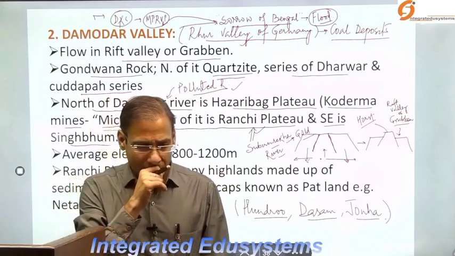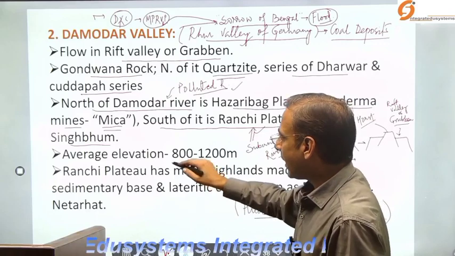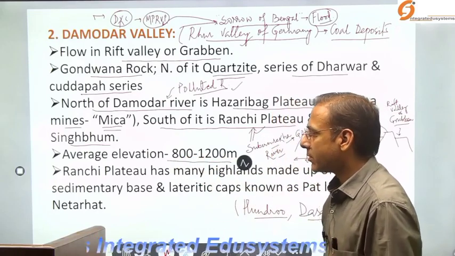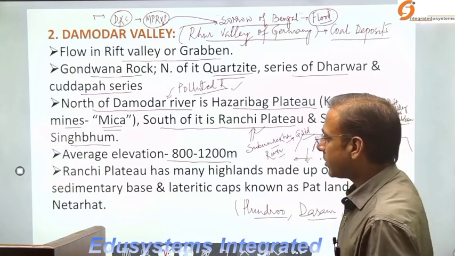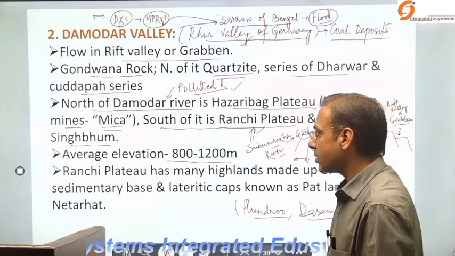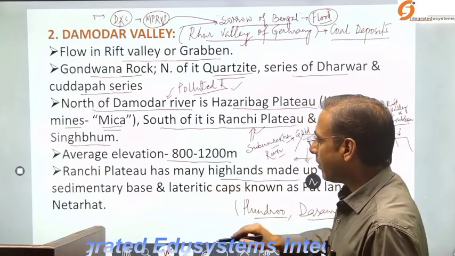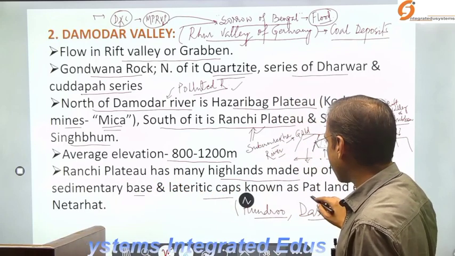Now when you look at the average elevation of the Ranchi Plateau, it is 800 to 1200 meters, and the Ranchi Plateau has many highlands made up of a sedimentary base and lateritic caps known as parkland.